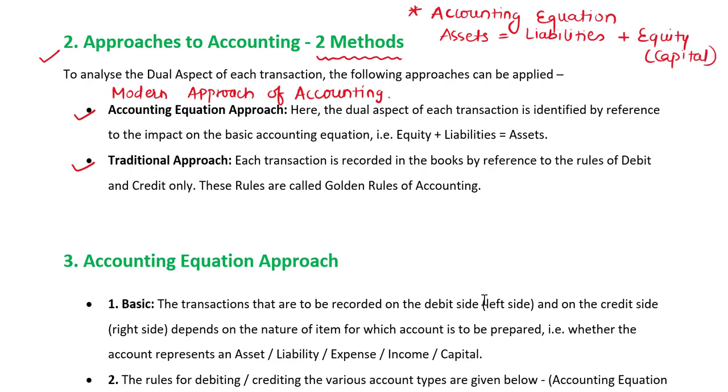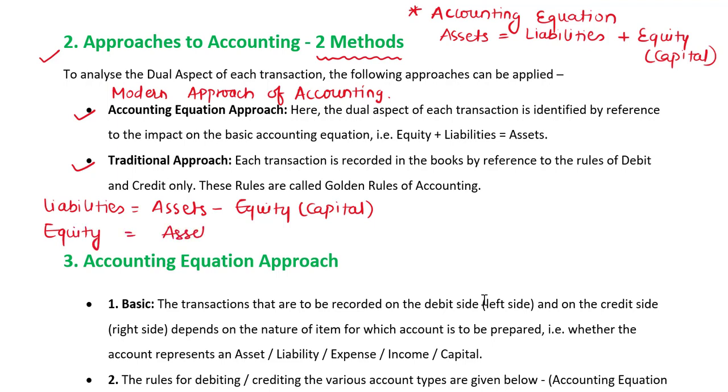You can also write this formula as liabilities equal to assets minus equity, that is capital. You can also write this formula as equity equal to assets minus liabilities. I believe all of you must have understood the term accounting equation approach. This is also known as the modern approach of accounting.